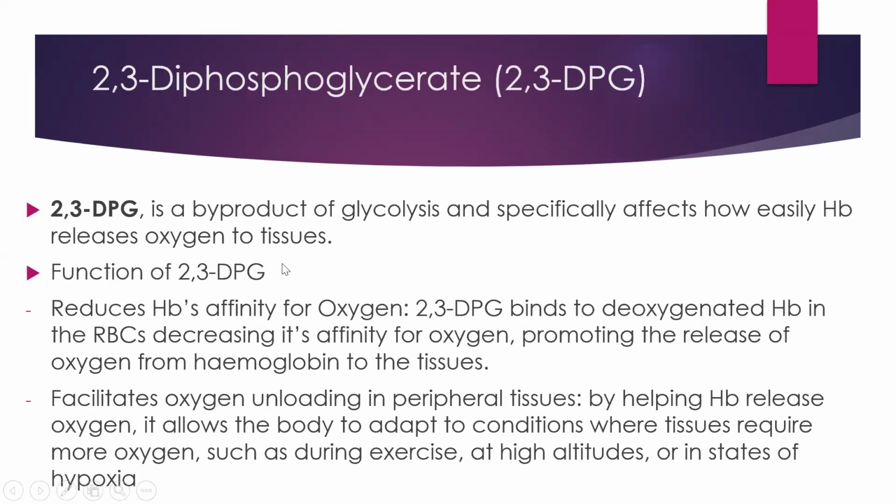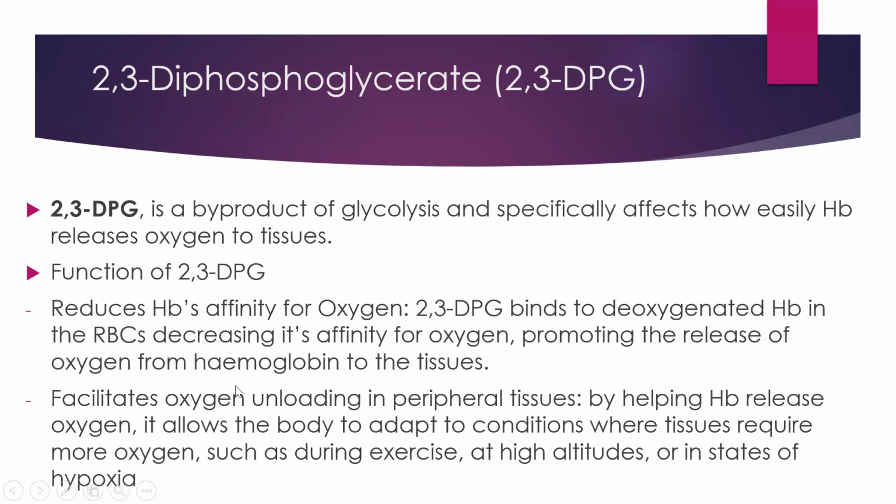The other factor that influences oxygen transport and your oxygen dissociation curve is the 2,3-diphosphoglycerate level. All right, 2,3-DPG, as we know, is a product of glycolysis, and it affects how hemoglobin releases oxygen to the tissues. So functions of 2,3-DPG: high levels of 2,3-DPG reduce affinity for oxygen, so it leads to unloading of oxygen to the tissues, all right?